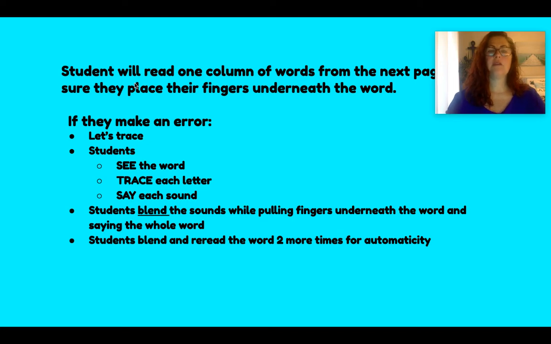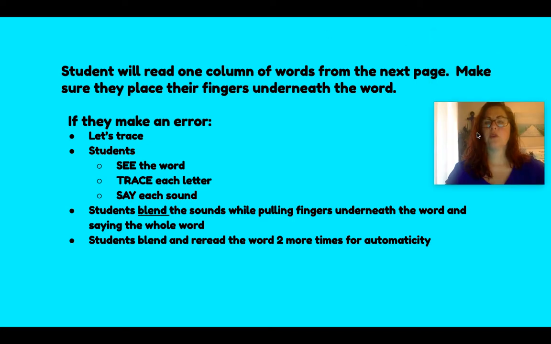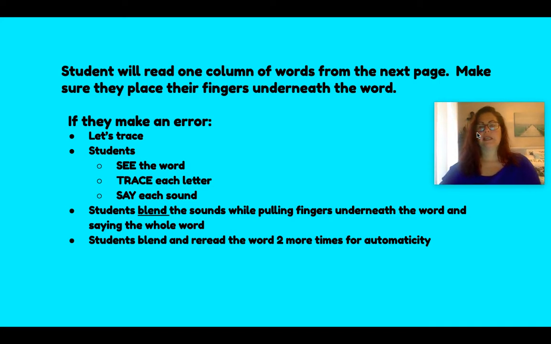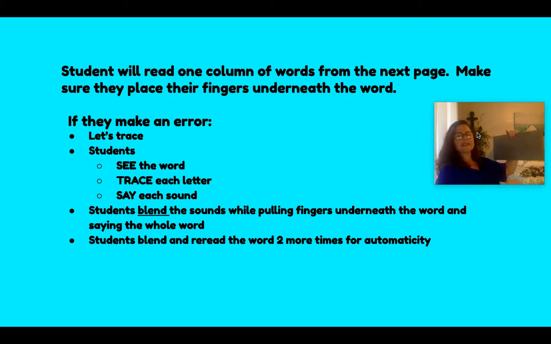Okay, now the student will read one column of words from the next page. Make sure they place their fingers underneath the word. If they make an error, once again, say let's trace. Make sure they're looking at the word, and then they're going to trace each letter while saying the sound and then blend. So if they miss tan, they'll be looking at the slide and they'll go t, a, n, tan, and they will do that 3 times using both of these fingers.